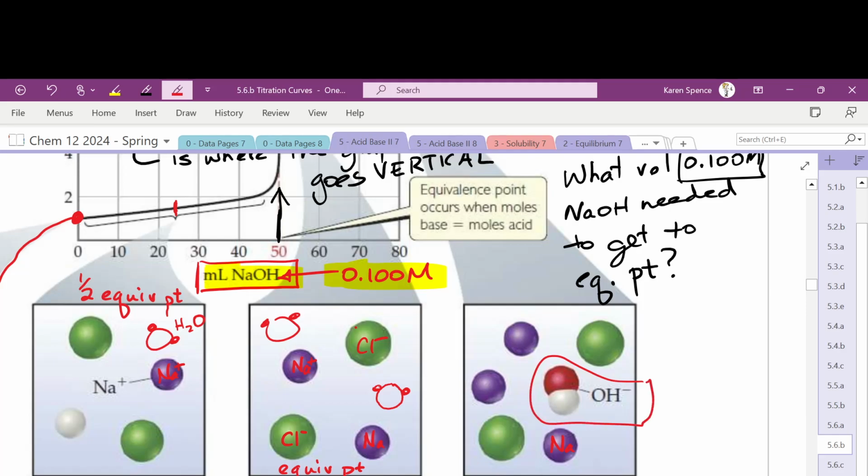I don't know if that diagram makes it easier or more difficult. If it helps you, that's great. If it doesn't, then you can just ignore it. Okay?